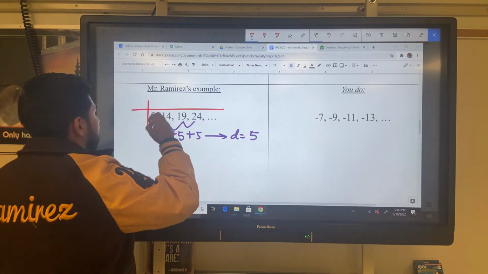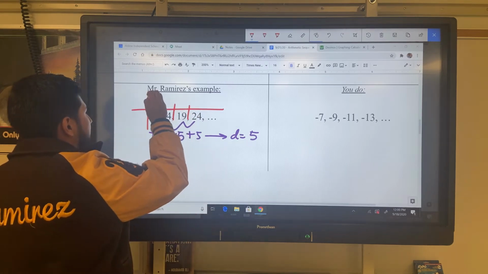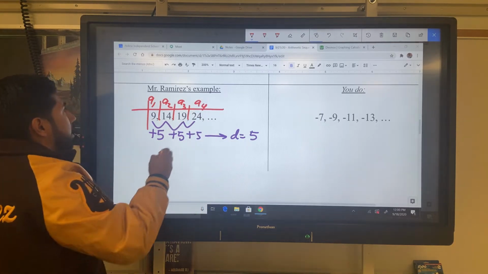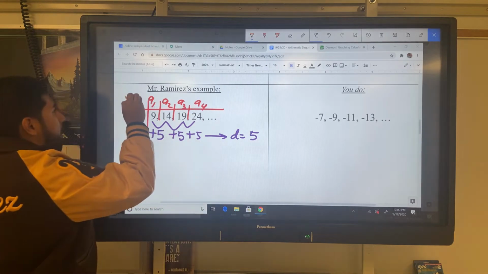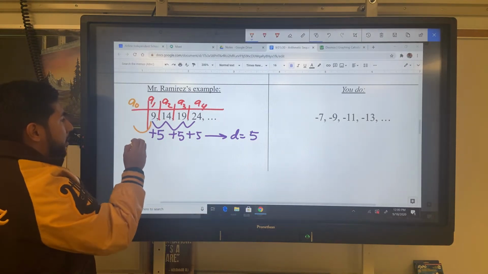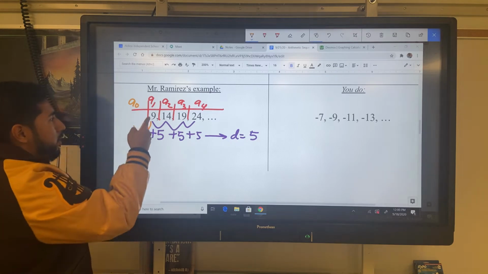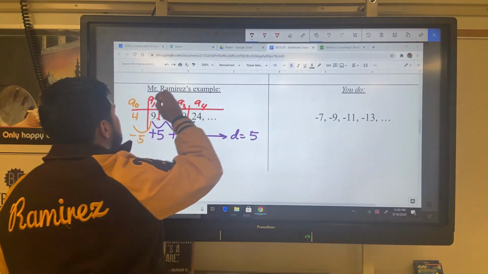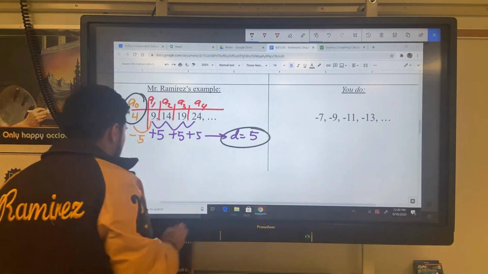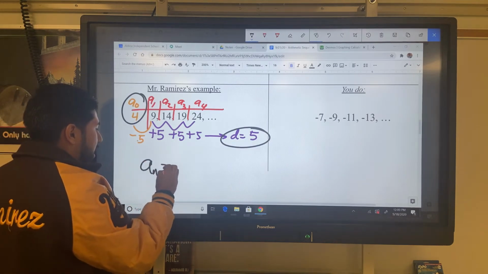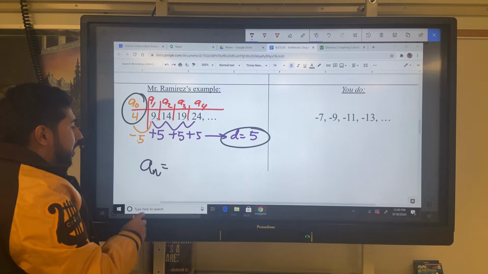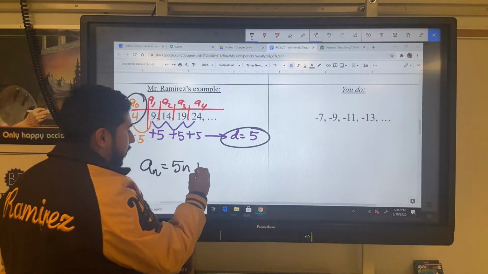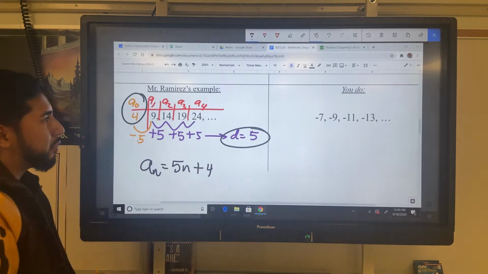If you already know how to do this, go right ahead. I'm not stopping you. A1, A2, A3, A4, and we're looking for A0. To do that, going backwards is minus 5. So 9 minus 5 is 4. Now we have our pieces of information. Write out the formula. You should be able to see AN equals 5N plus 4. Pretty simple, pretty straightforward, I hope.